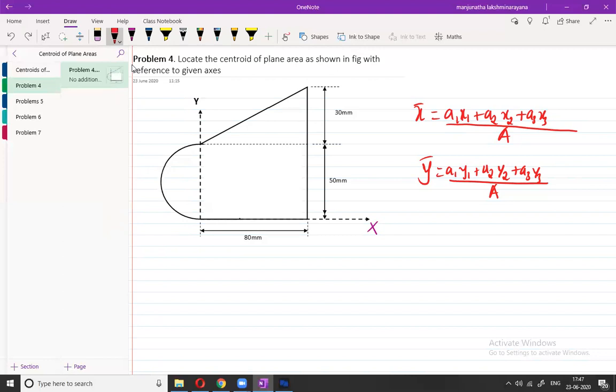This is a given problem, and this will be given in the exam as well. Other than this, nothing will be given. So you need to proceed with that.